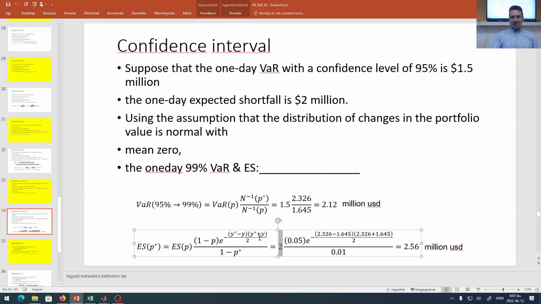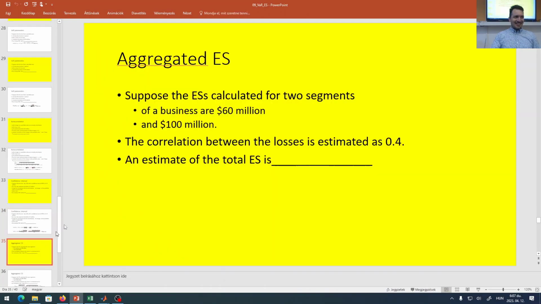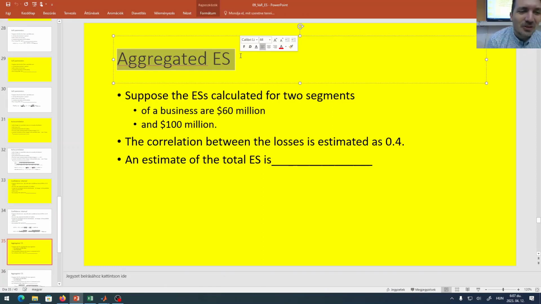Because we have to calibrate this only once and after that it will be absolutely efficient. So, aggregated expected shortfall. Suppose expected shortfall is calculated for 2 segments. One business has 60 million and the other 100 million. The correlation between the losses is estimated at 0.4. It's not percent, it's correlation, so 0.4, and the estimate of the total ES is something like this.